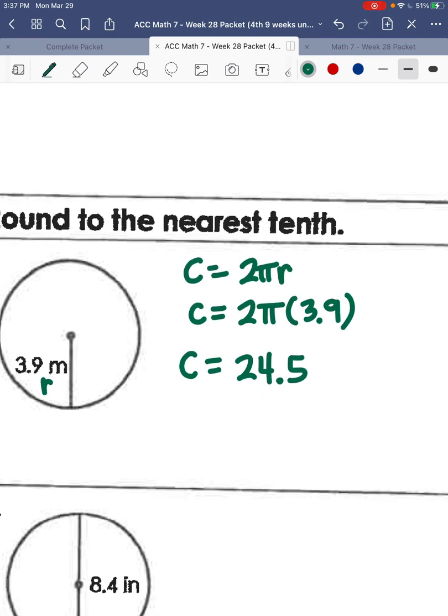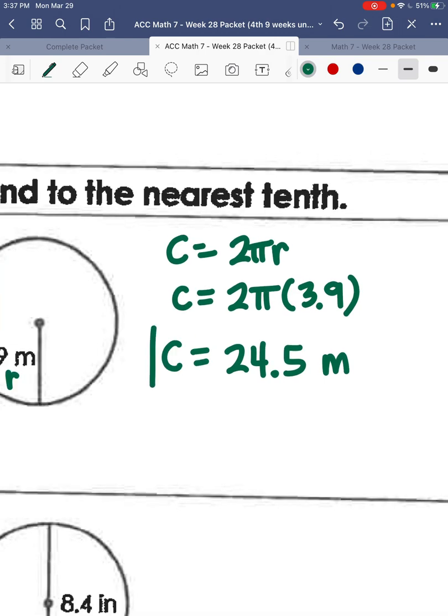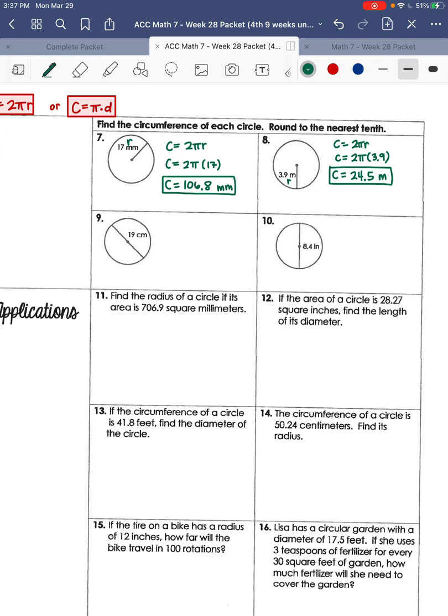Now 24.5, what? Don't forget to include your meters. Your unit always has to be included. Now 9 and 10 are different because we're given the diameter. So this is a case where I might use the second formula, C equals pi times the diameter.